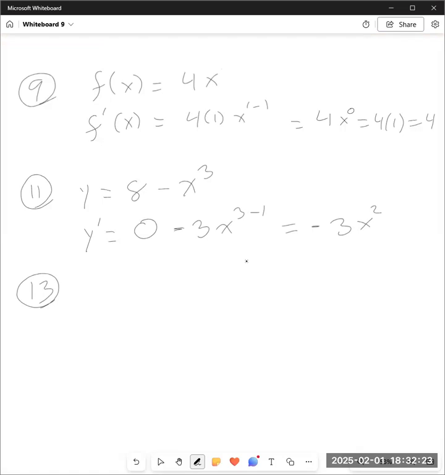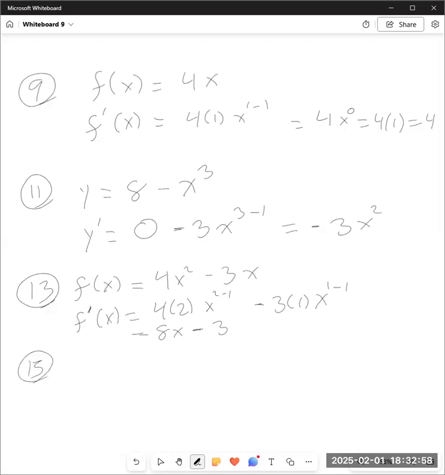13, f of x is equal to 4x squared minus 3x. F prime of x is going to be 4 times 2, x to the 2 minus 1, minus 3 times 1, x to the 1 minus 1. That is 8x to the 1st. I don't need to write a first power. Minus 3, x to the 0 is 1. I don't need to write that.